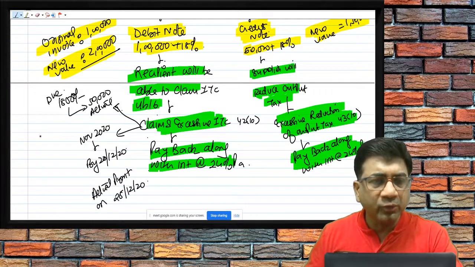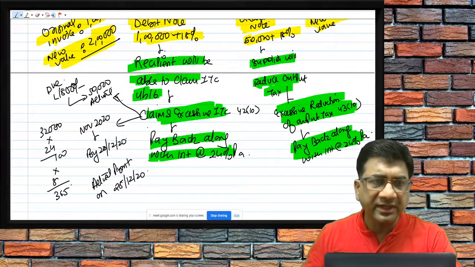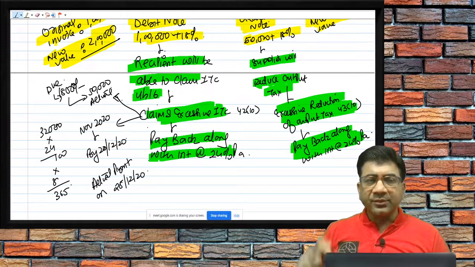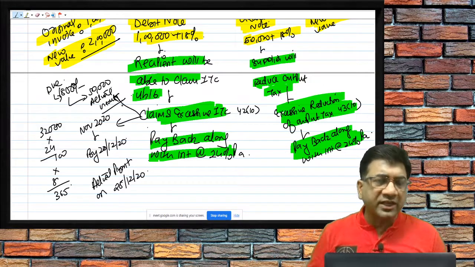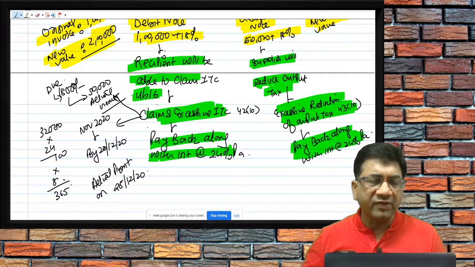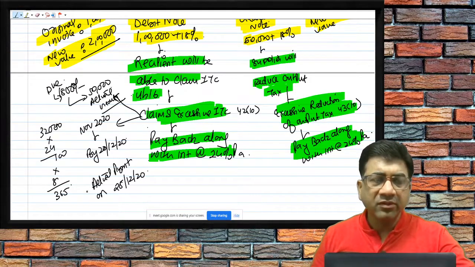So on what amount do you need to pay interest, guys? 32,000 into 24 upon 100 into 8 upon 365. Because your due was 18,000, you should have claimed credit of 18, you claimed credit of 50. You are cheating the government, so your output tax liability will be increased for the month of November. On 32,000, 24% interest for 8 days will be levied. Have you understood it now? Yes, sir.